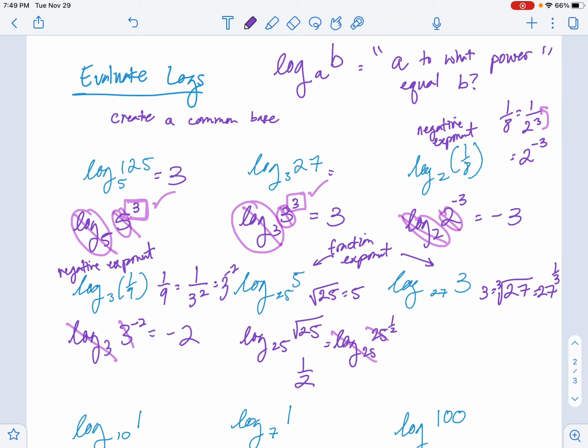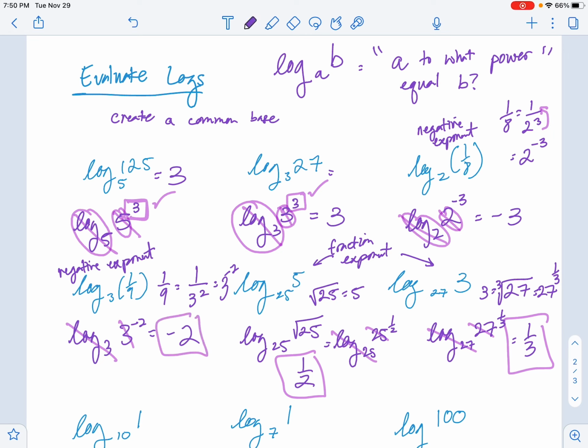Okay, so 3 is the same thing as 27 to the power of 1/3. So I'm going to write log base 27 of 27 to the power of 1/3. I'm going to cancel out the log and the 27, and my final answer is 1/3. Box all these answers here.